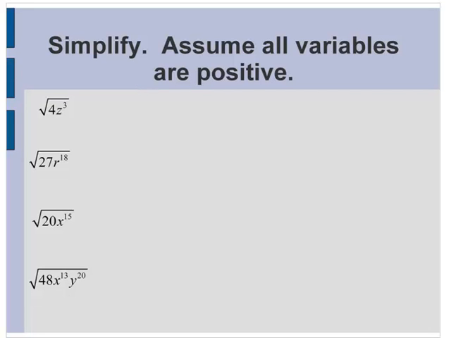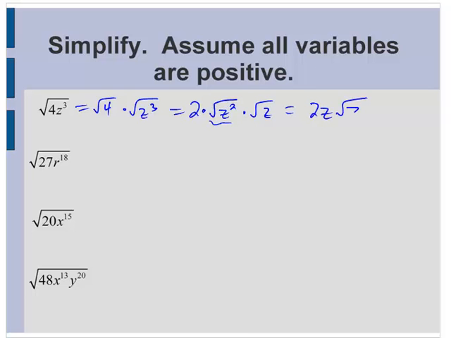So now let's look at some more complicated examples. We're asked to simplify assuming all variables are positive. The square root of 4z cubed. Well, that's the square root of 4 times the square root of z cubed. Now, the square root of 4 is 2. That's easy. The square root of z cubed, using the ideas in the previous slide, would be the square root of z squared and the square root of z. The square root of z squared is z, so I'd have 2z times the square root of z.